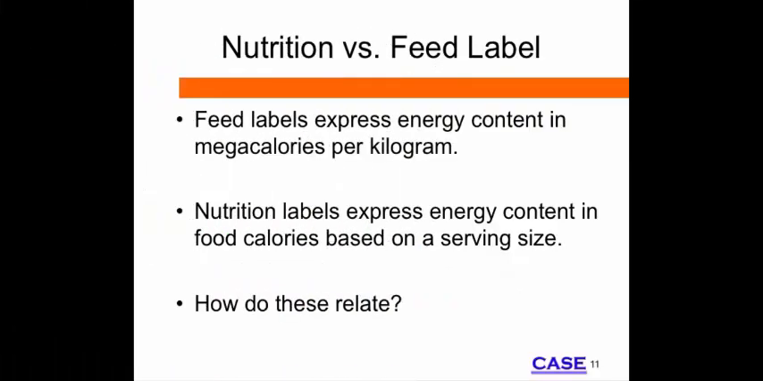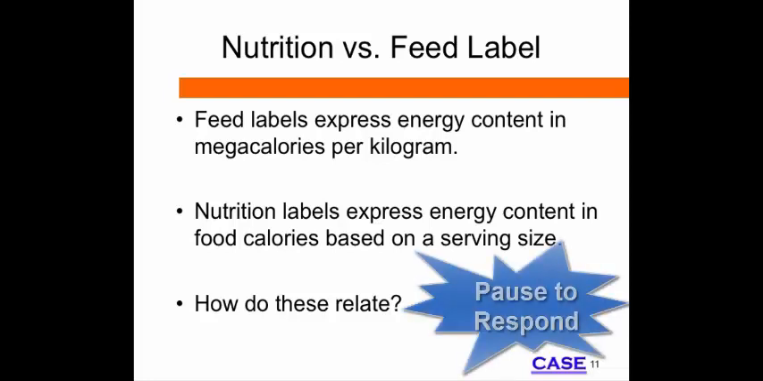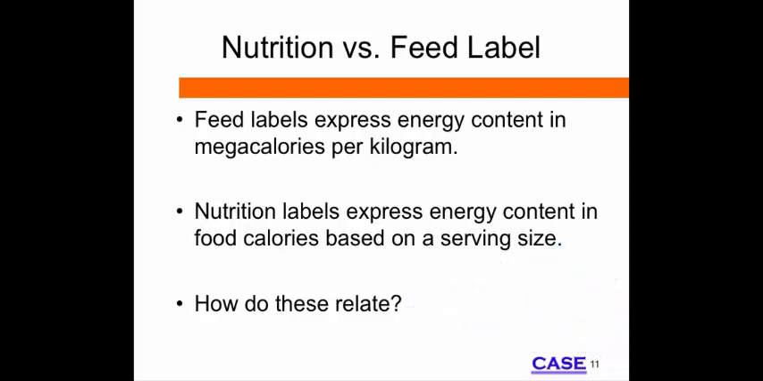Feed labels express energy content in megacalories per kilogram. Nutritional labels express energy content in food calories based on a serving size. How do these relate? Pause the video to respond to this question. Resume the video to check your answer. Feed labels and nutrition labels both contain energy content information. Let's convert a food calorie to megacalories per kilogram.